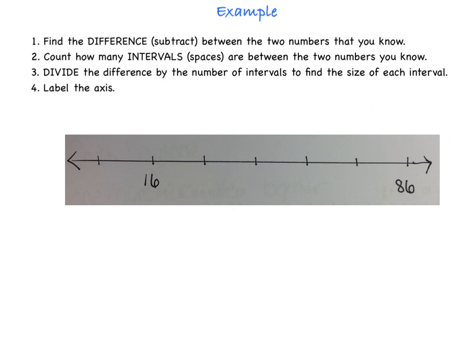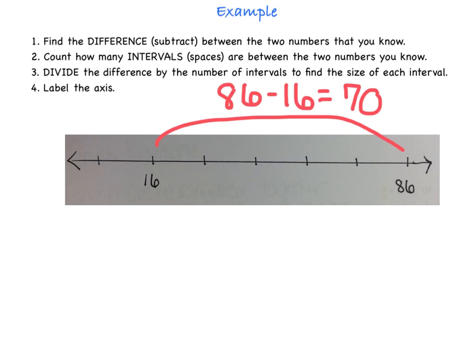All right, first we're finding the difference between these two numbers that we know. 86 minus 16 is 70, so this space is 70. And then how many intervals do we have? 1, 2, 3, 4, 5 intervals between the two numbers that we know. So we're going to divide by 5, and 70 divided by 5 is 14. So the size of my intervals on this graph goes up by 14.